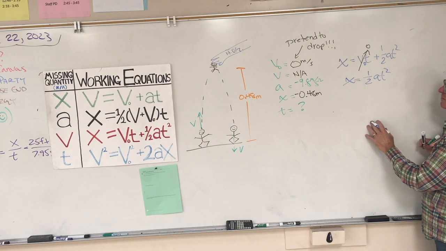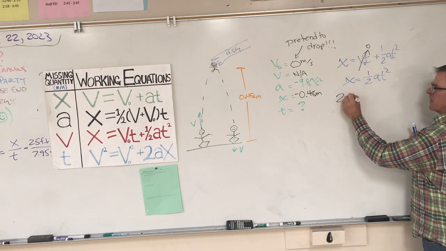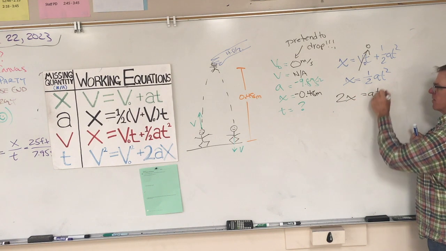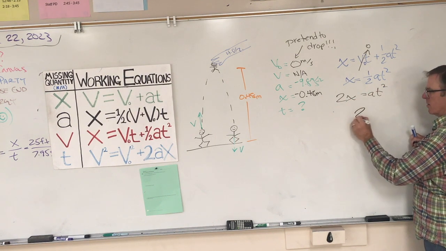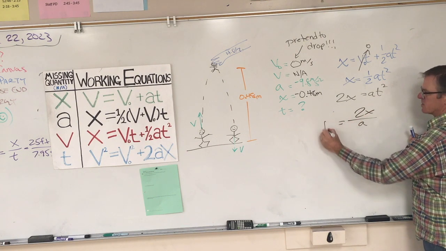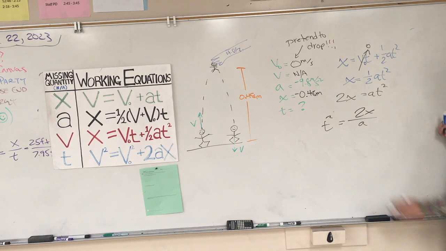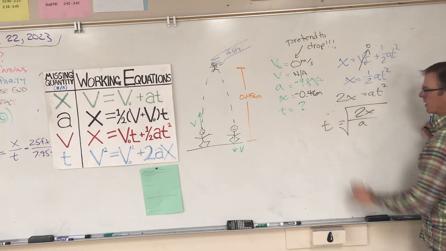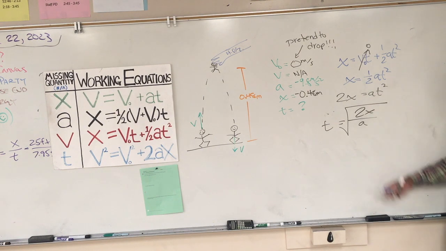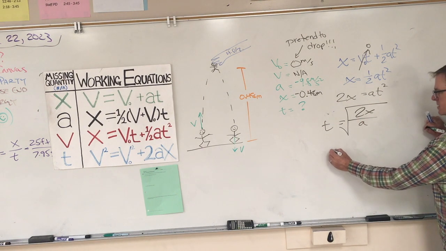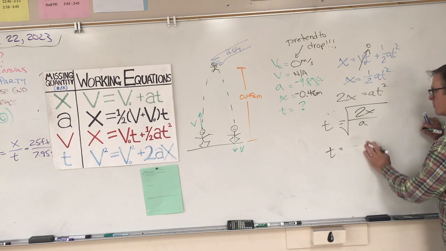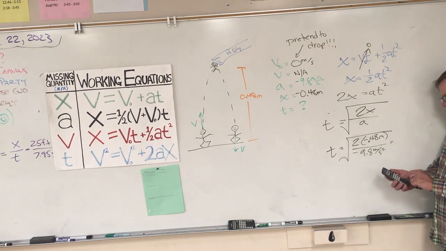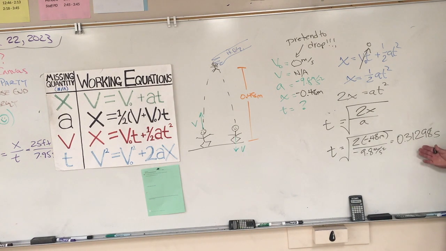I'm going to solve this quickly for time. I'm going to multiply both sides by 2 to get rid of the 1/2. I'm going to divide by a on both sides so that I get t squared equals 2x over a. And now I'm going to take the square root of both sides to get my working equation for the time it takes to fall a displacement x. Plugging in my values, I get a value of 0.31298 seconds.